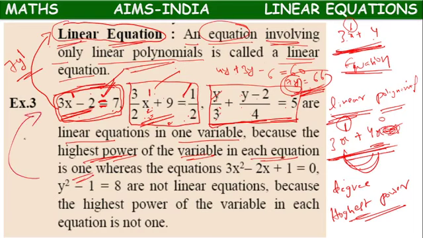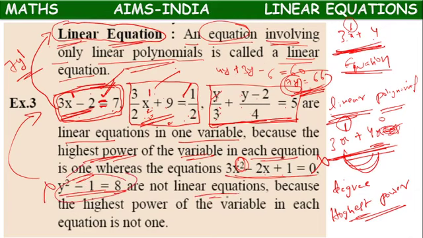So they are all linear equations. Whereas if you take this equation, 3x² minus 2x plus 1 equal to 0, what is the highest power here? 2. So this is not a linear equation. y² minus 1 equal to 8. Highest power 2. This is also not a linear equation.